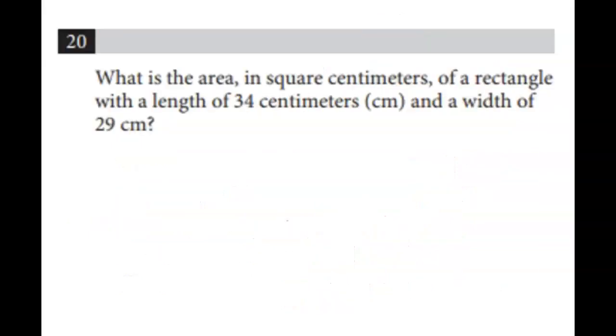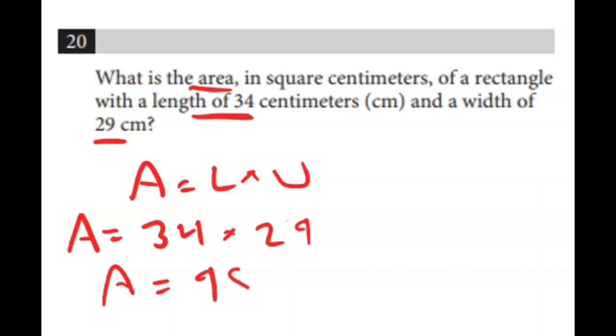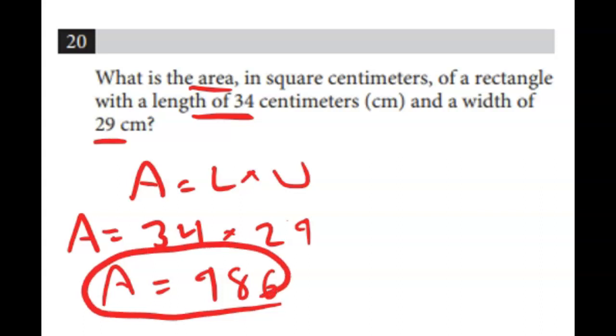All right, number 20. What is the area in square centimeters of a rectangle with a length of 34 and a width of 29? So we know the area is length times width. This is given to you in your formulas. So let's just plug in the numbers. We get length, which is 34, times the width of 29. If you multiply those together, let me put it in my calculator real quick. We're going to get 986 as the area. So that is the correct answer.